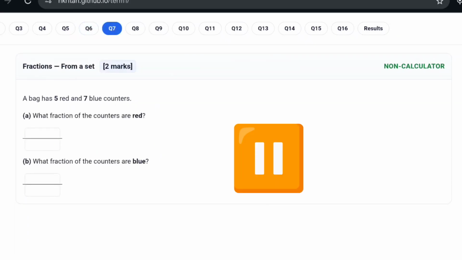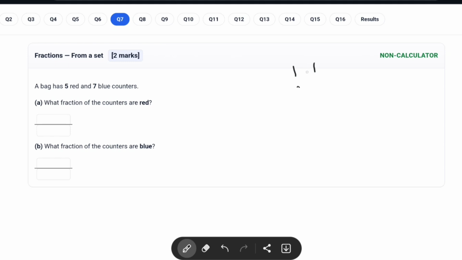Stop here for question number 7, if you want to. Question number 7 is also related to fractions, but fractions from a total. So let's draw this, which is a little bit easier to see. I got 5 red counters, and then I got 7 blue counters. For question number 8, it says, what fraction of the counters are red?